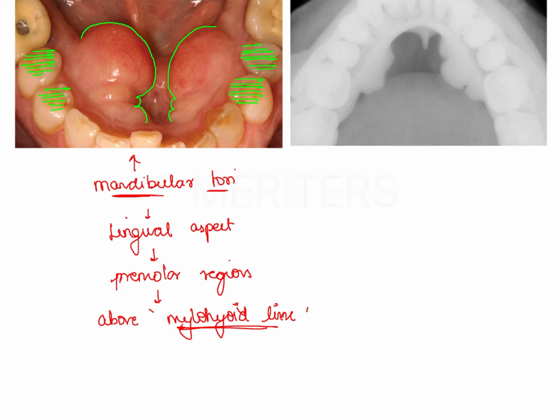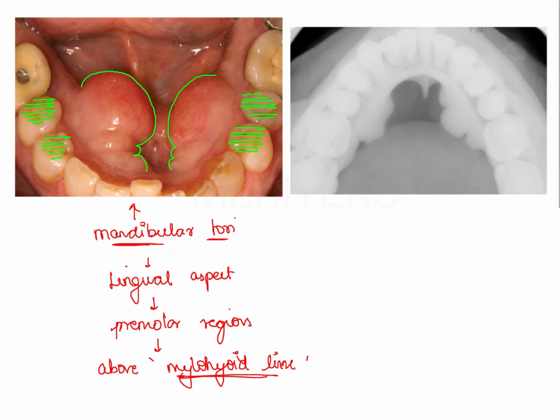Therefore, above the mylohyoid line is situated the mandibular torus. If you look at the second picture, we can appreciate the bony exostosis, that is the mandibular torus, on the lingual aspect of the mandibular teeth. Here again it is on the lingual aspect of the premolar region. This is an X-ray, an occlusal view of the mandible. This is the genial tubercle, the midline structure seen in this radiograph.